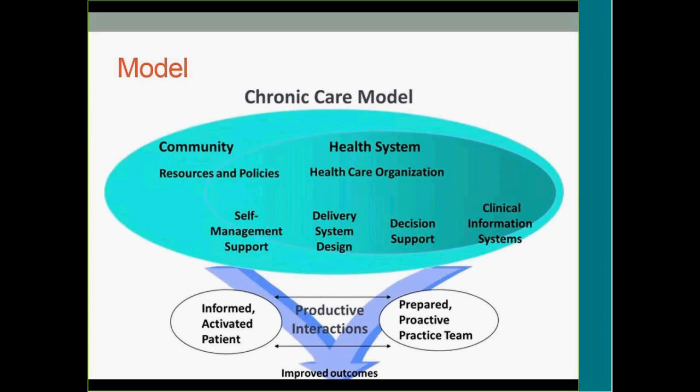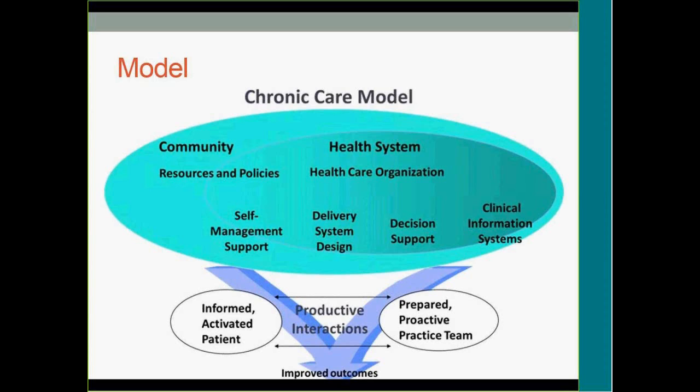Here's an example of a model. How many of you have heard of the chronic care model? A lot. Okay, so the vision here is that multiple things are related to productive outcomes. So there's community resources, health system resources, self-management support, delivery system redesign, decision support, and clinical information systems.